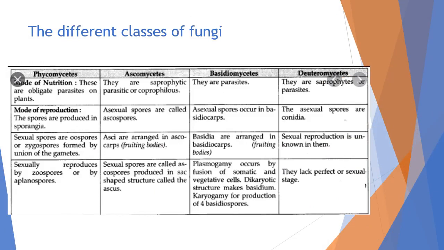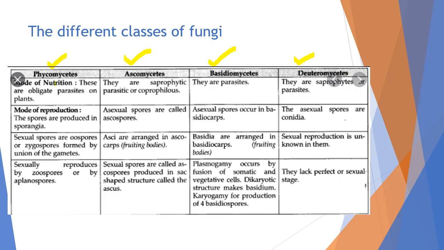I think it's clear for you what is the sexual cycle of the fungi. Okay, now let's go to the different classes of the fungi. The fungi has been divided into different classes. The first one is the Phycomycetes, second one Ascomycetes, third one Basidiomycetes, and the fourth one is the Deuteromycetes. I've written here the general characteristics of Phycomycetes. You have to do one thing. First of all, write this in your copy, so it will be easy for you to understand each and every class.